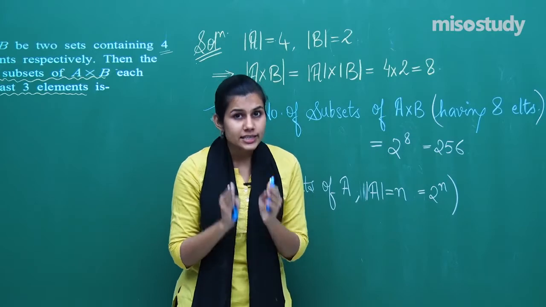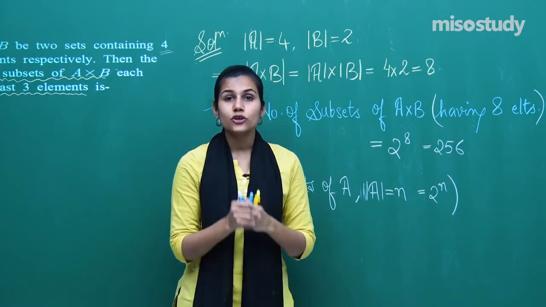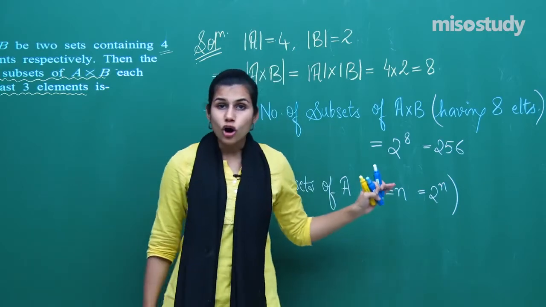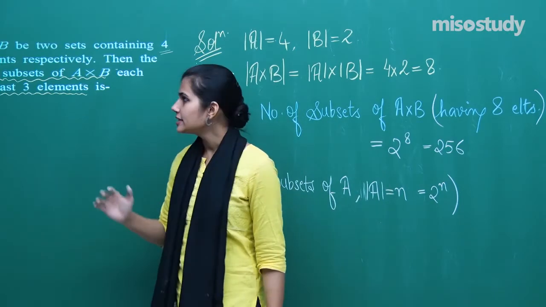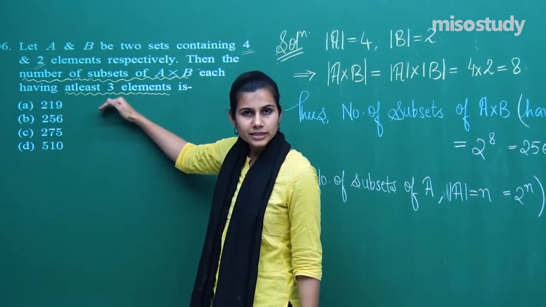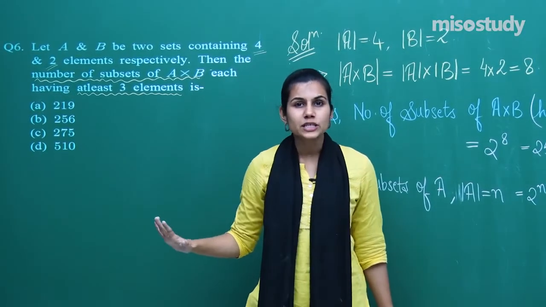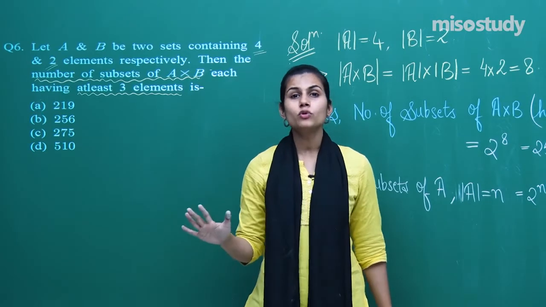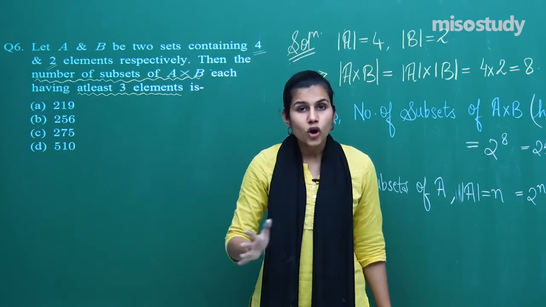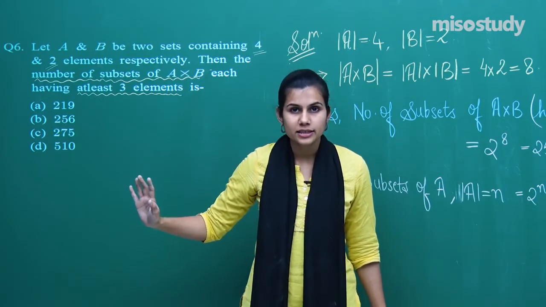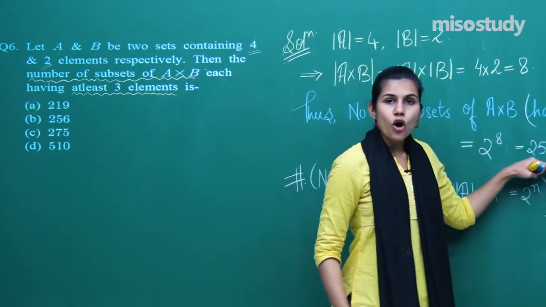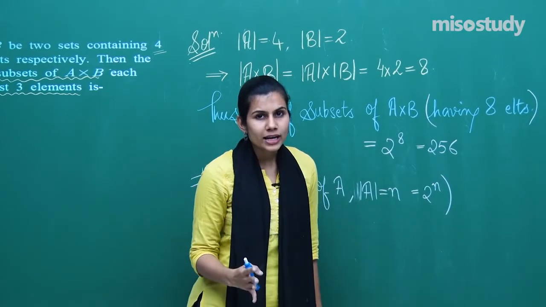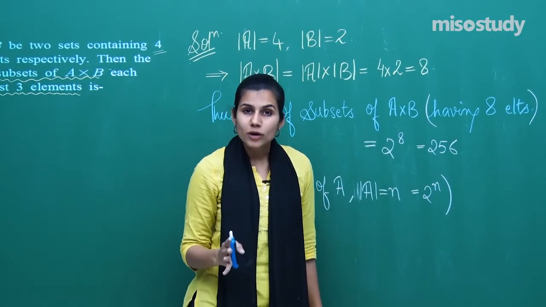There are 256 subsets of A cross B, where A cross B overall has 8 members in it. I want not all the subsets, only those subsets which have at least 3 elements. That means I don't want subsets which have 0 elements. I don't want subsets which have 1 element. I don't want subsets which have 2 elements. From 3 onwards, I want all the subsets. That means from the collection of all the subsets, I want to remove those subsets having 0 elements, 1 element and 2 elements.